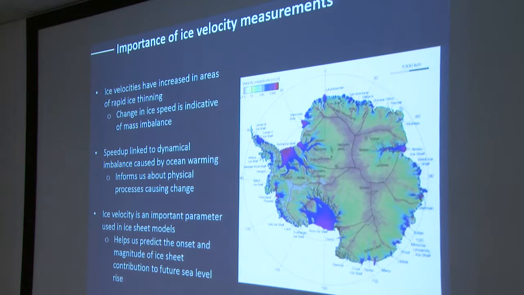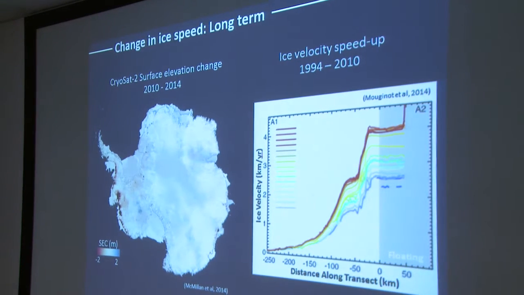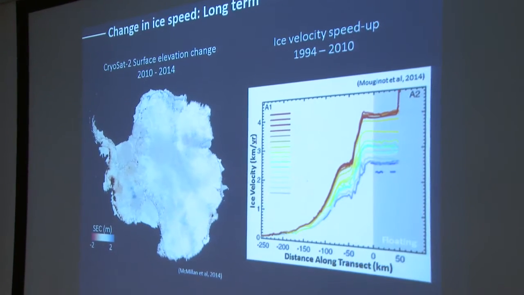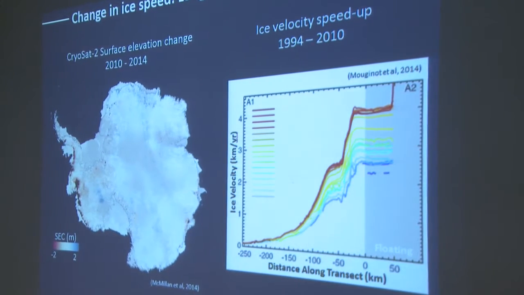Knowing ice speed and where changes in ice speed occur can help us predict the onset and magnitude of future sea level rise in areas that are sensitive to it. You've seen these two before, so I won't dwell on it too much. But again, as I mentioned in my previous presentation, areas where we see the most rapid thinning, we also see corresponding increases in ice velocity.